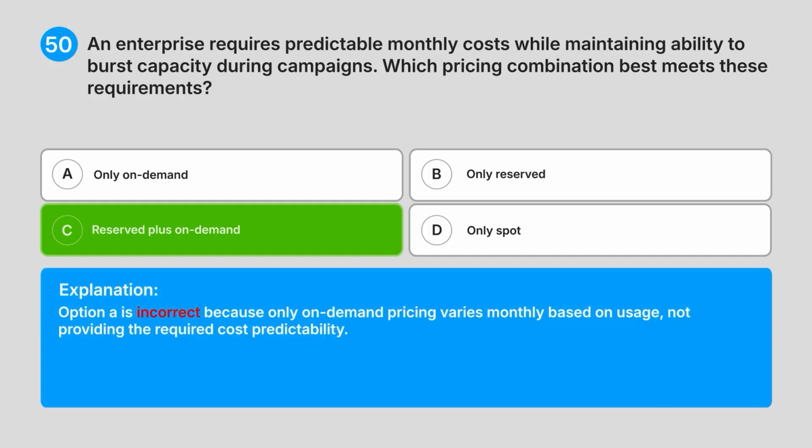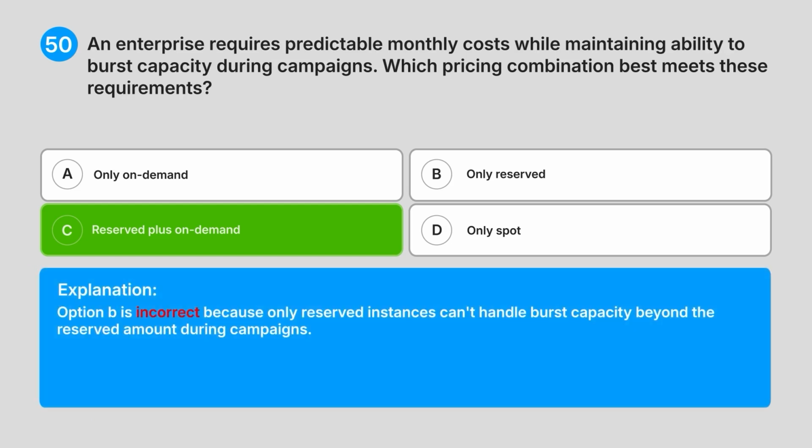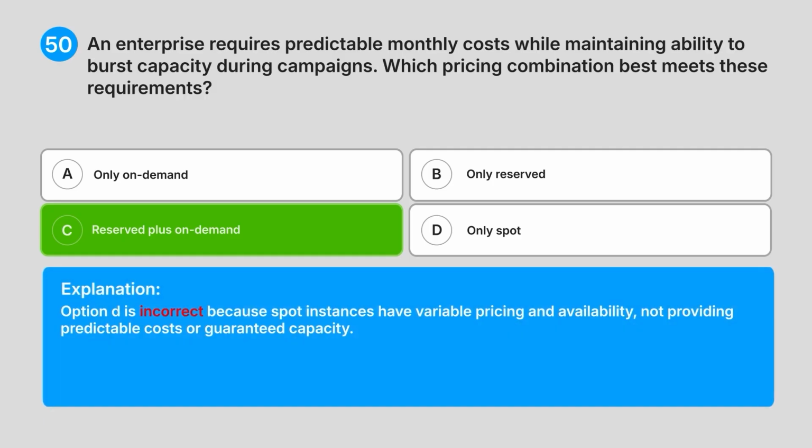Option A is incorrect because only on-demand pricing varies monthly based on usage, not providing the required cost predictability. Option B is incorrect because only reserved instances can't handle burst capacity beyond the reserved amount during campaigns. Option D is incorrect because spot instances have variable pricing and availability, not providing predictable costs or guaranteed capacity.